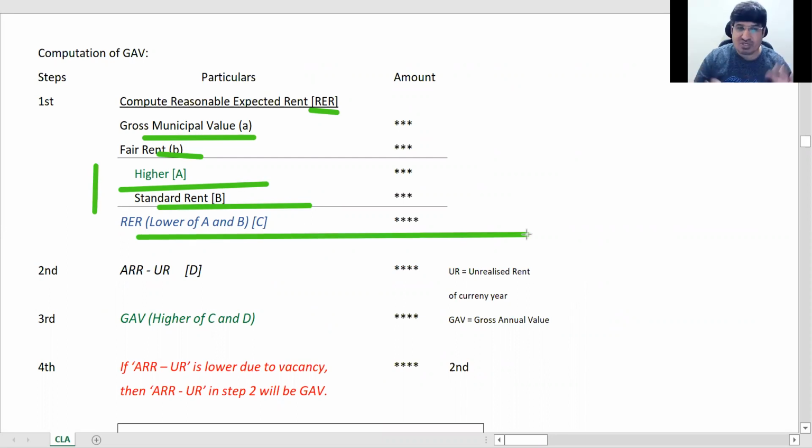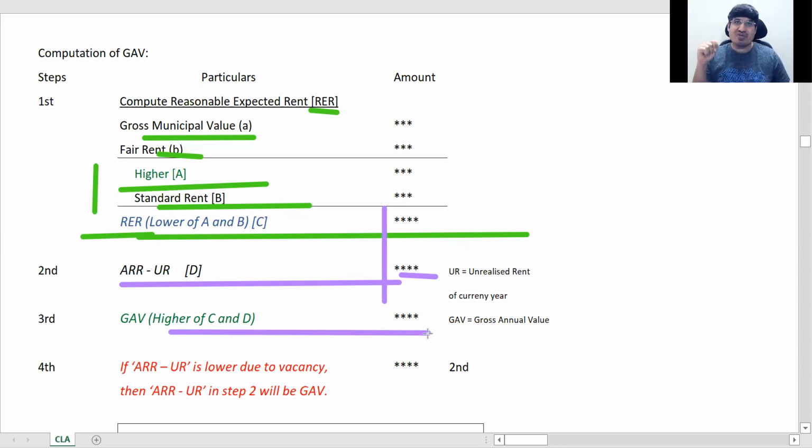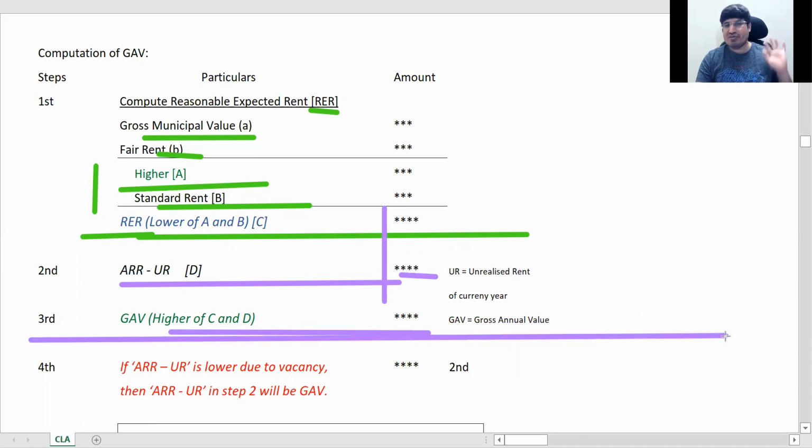Higher and lower are used and you got RER. Then next is to put ARR minus UR. Okay, just put it here, right? Then take these two, RER and ARR minus UR, and take the higher. You have used the third higher now. Higher, lower, higher. So by doing higher, lower, higher, you got the GAV.